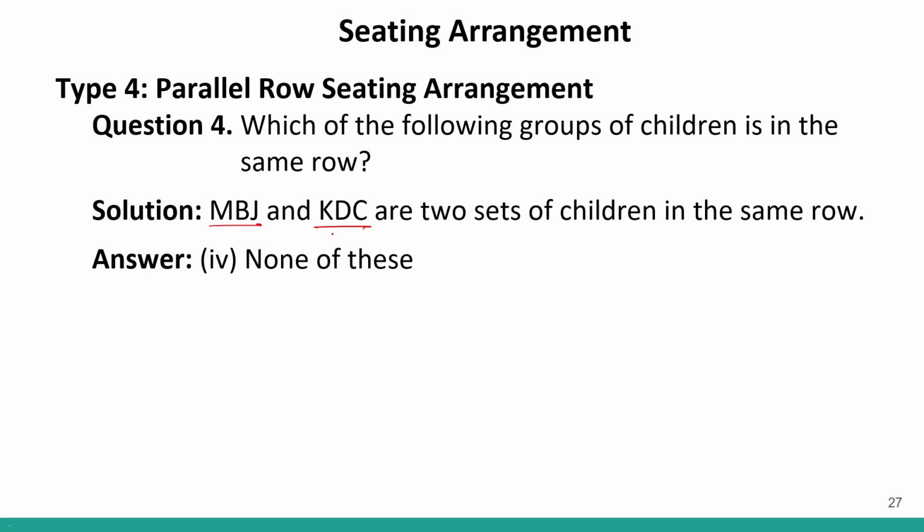So in this lecture, we discussed the other 2 types. That was based on polygons and parallel row. In the previous lecture, we discussed linear and circular. So this actually concludes the theory part of seating arrangement, or you can say the conceptual part of seating arrangement. Next, we will start with previous year questions from the next lecture onward. So this concludes today's lecture. Thank you.